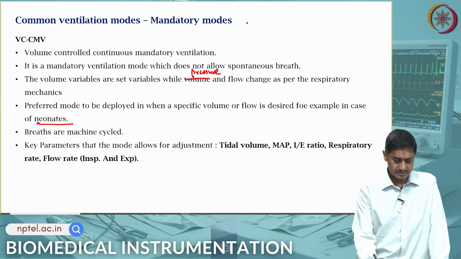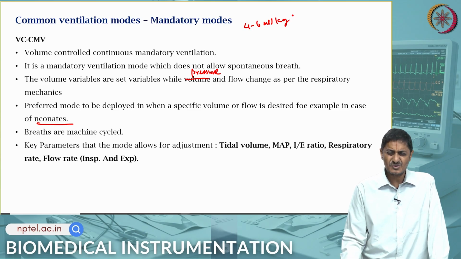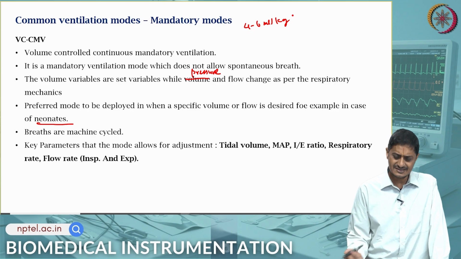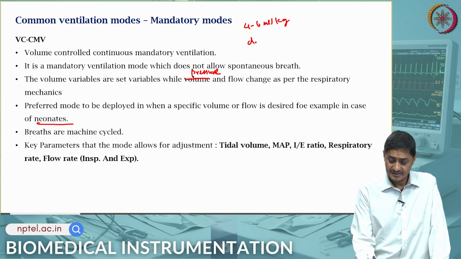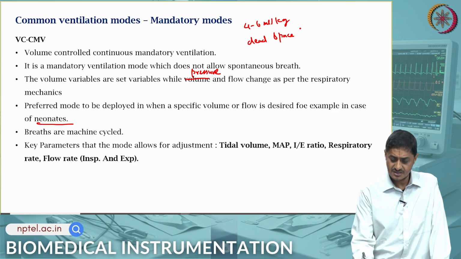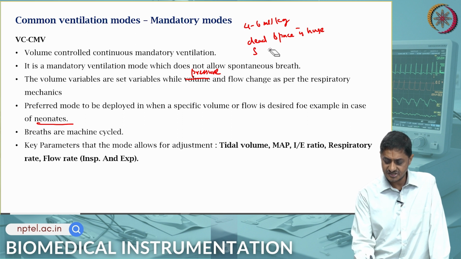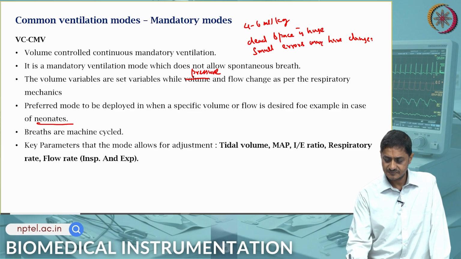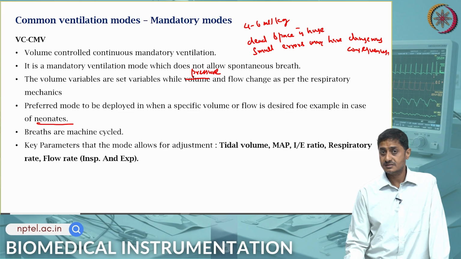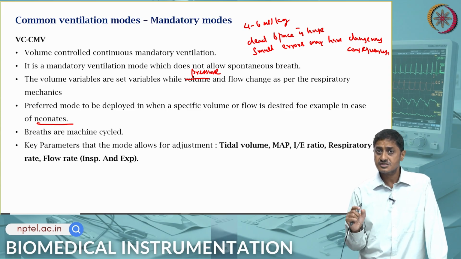Note that the volumes you are looking at are 4 to 6 ml per kg for neonates. They are quite small volumes, right? In such volumes, anatomical dead space is huge, and small errors can have devastating consequences. Something to keep in mind: in neonates you want to have small volumes.